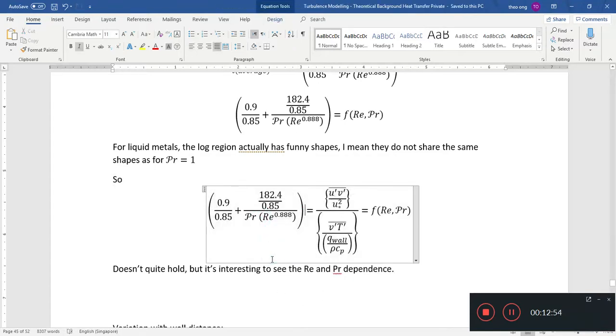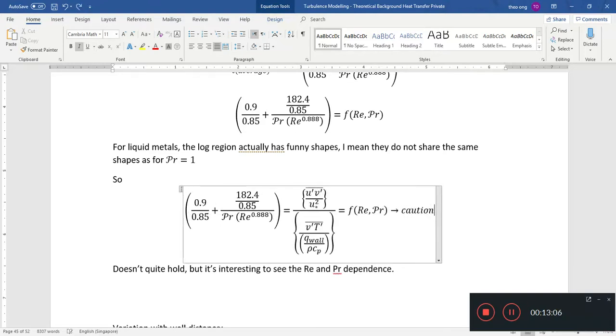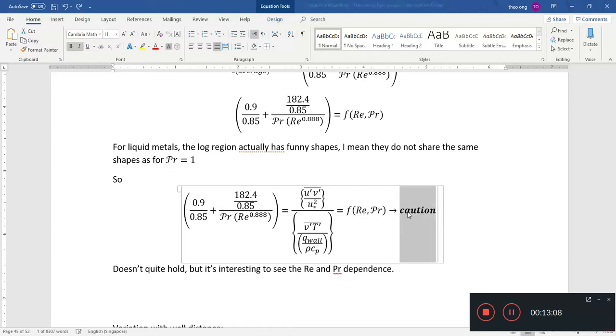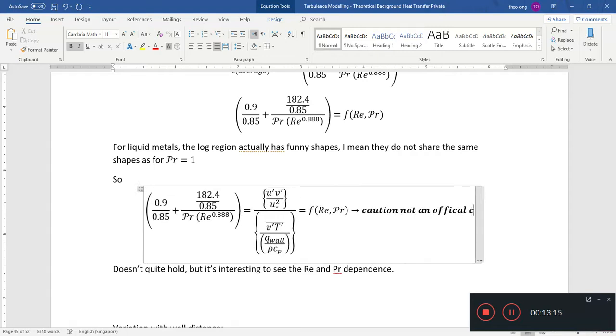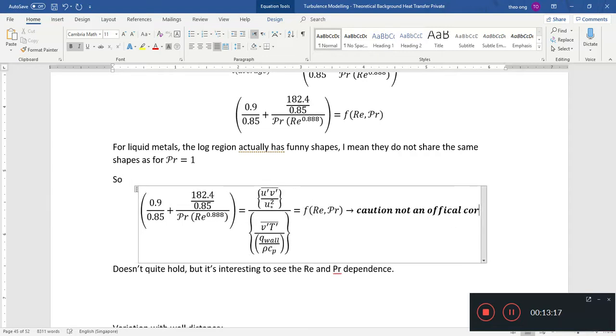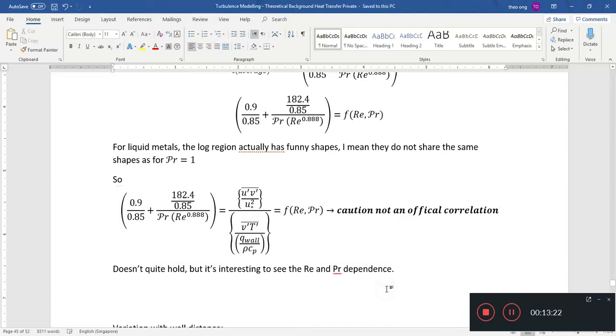Okay, so this one, use with caution. It's not an official correlation. It's just to help you understand some of the processes going on, but this is not the actual thing. It's just interesting to see the Reynolds number and Prandtl number dependence.